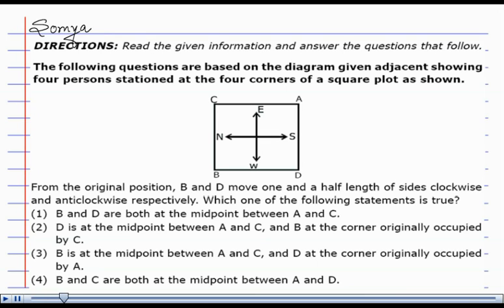The following questions are based on a diagram given adjacent showing 4 persons stationed at the 4 corners of the square plot as shown. And the question is, from the original position B and D moves 1.5 length of sides clockwise and anti-clockwise respectively. Which one of the following statement is true? Let's find out the solution.